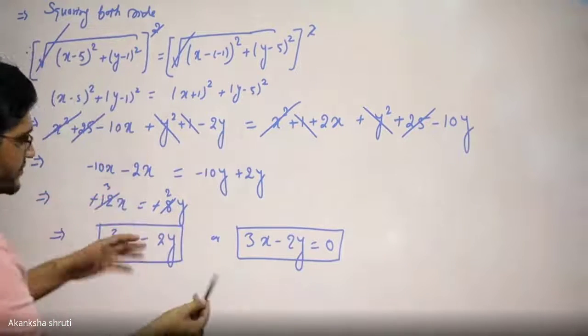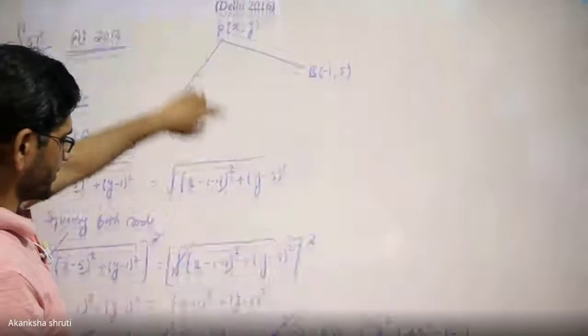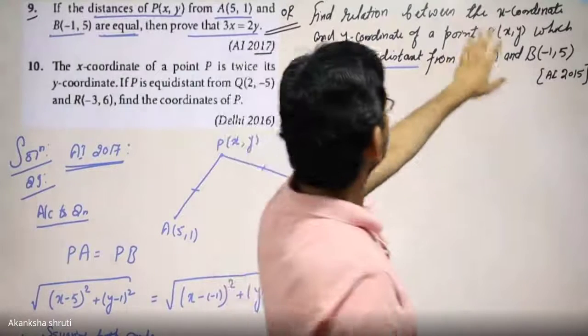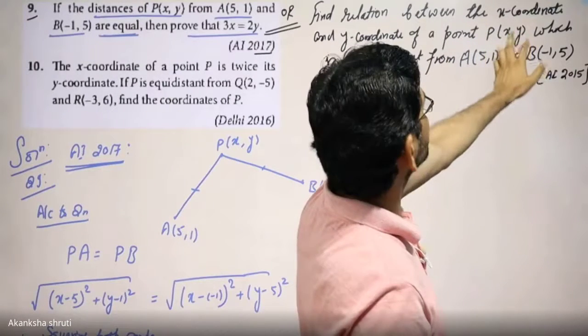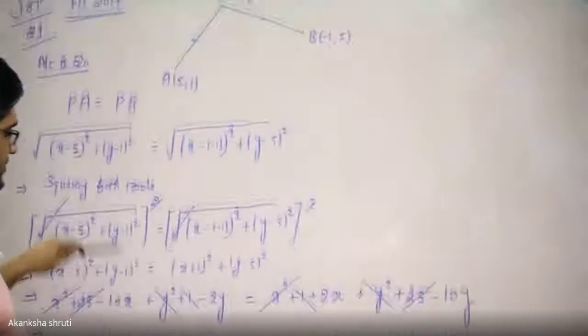What was asked? We had to prove this 3x is equal to 2y. We had proven this. Or derive the relation, means how x and y are related mathematically, that we have derived here.